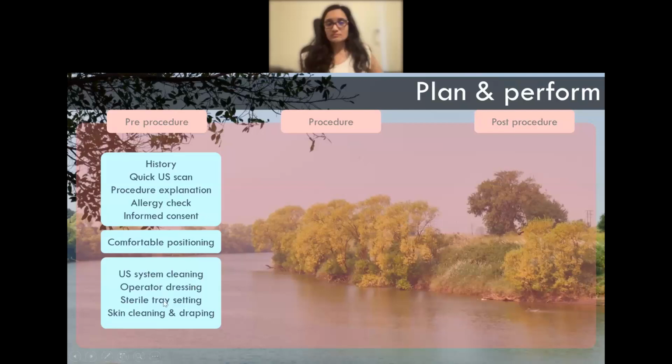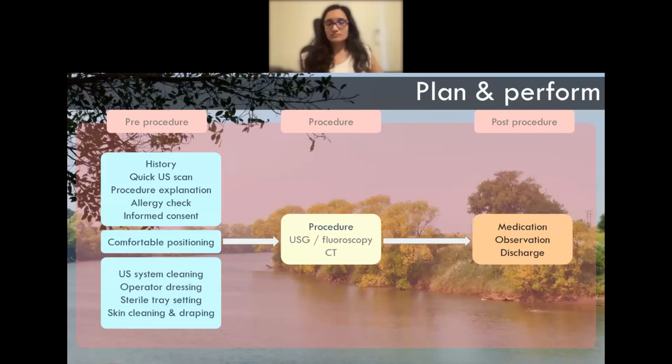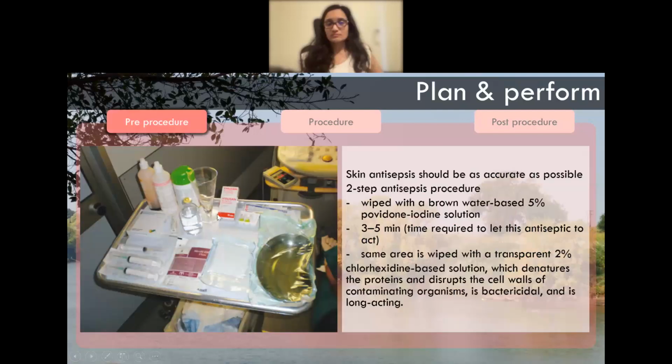And obviously there must be a very clean system, and the sterile tray setting should be well organized, and skin cleaning and draping done so that sterility is maintained. And next, as far as the procedure is concerned, we can do it under ultrasound, fluoroscopy, or CT guidance. Finally, with a little observation, we can discharge the patient. This is how the tray must be organized so that we can save a lot of time and avoid confusion, and we can go about the procedure effortlessly.